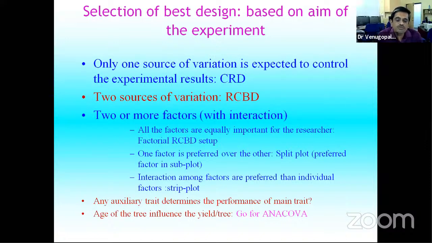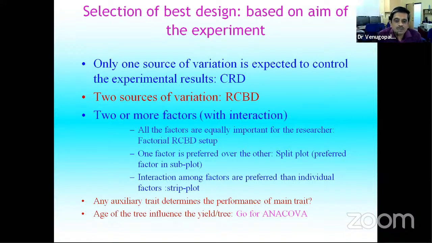The preferred factor should be put in the subplot. Suppose he is an agronomist, and his main interest is to study the three irrigation practices irrespective of varietal difference. Then he needs to take the subplot factor as the irrigation practices.